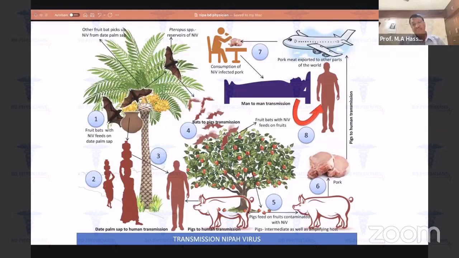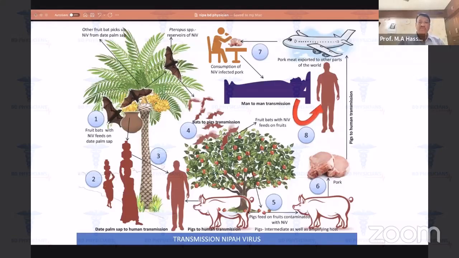Another way: when some half-eaten fruits fall down on the ground, the fruits may be taken by pigs, which is what happened in Malaysia in a pig farm. The pigs were contaminated and infected, and then they killed all the pigs of that farm. Those who were handling the pigs were also infected by the pigs. Even after eating the meat of the pig, they may be contaminated. And this meat may be exported to different places of the world, so other countries may also be affected. So in this way, it goes from bat to human through the contaminated palm juice, or from bat fruit to the pig, and then the human is contaminated.